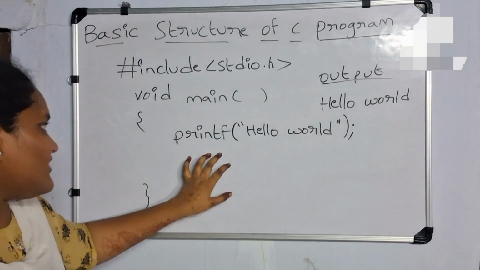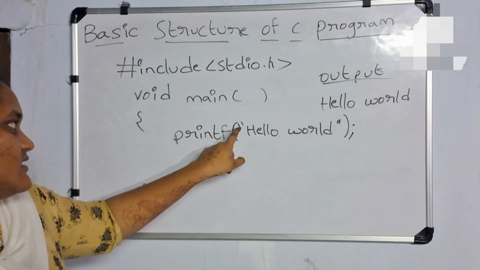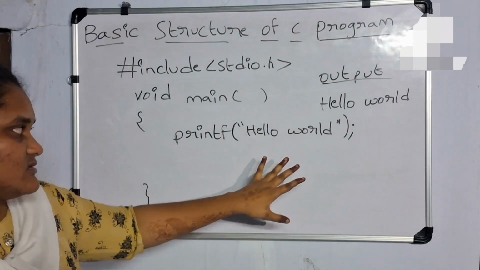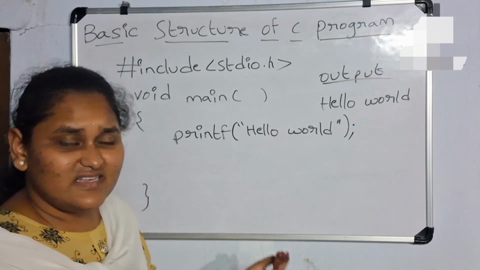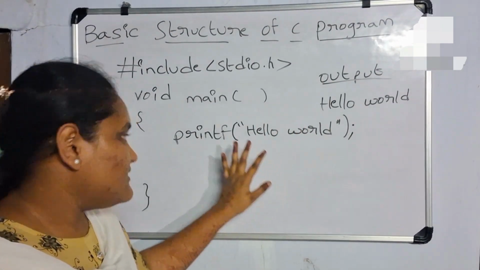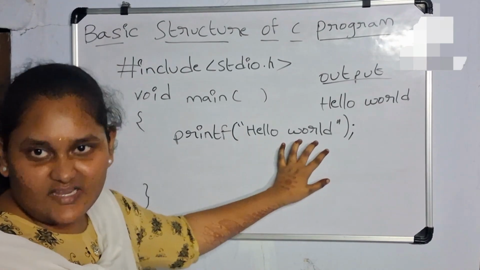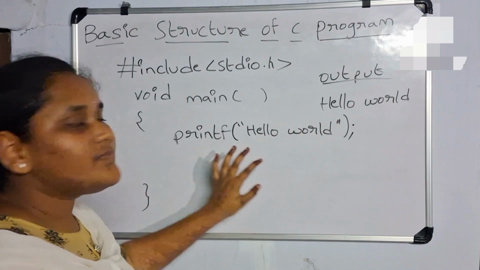So using the printf function, and inside the parenthesis, inside the double quotes, for printing any words or sentences. Words and sentences in C language are all called strings. To print any string onto the screen, onto the output, we use the printf function.